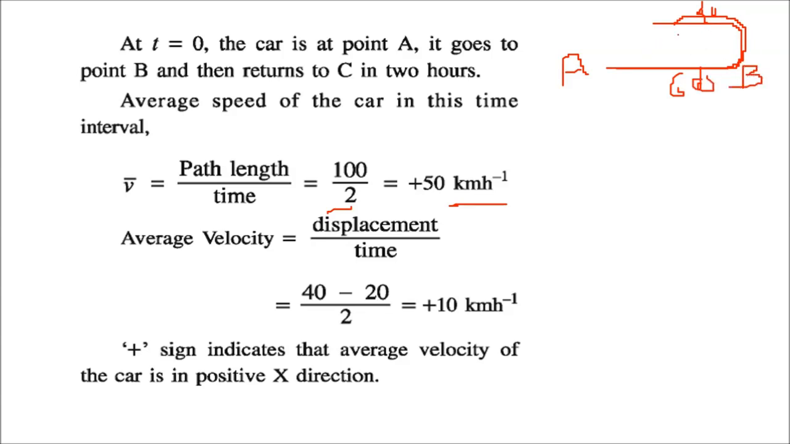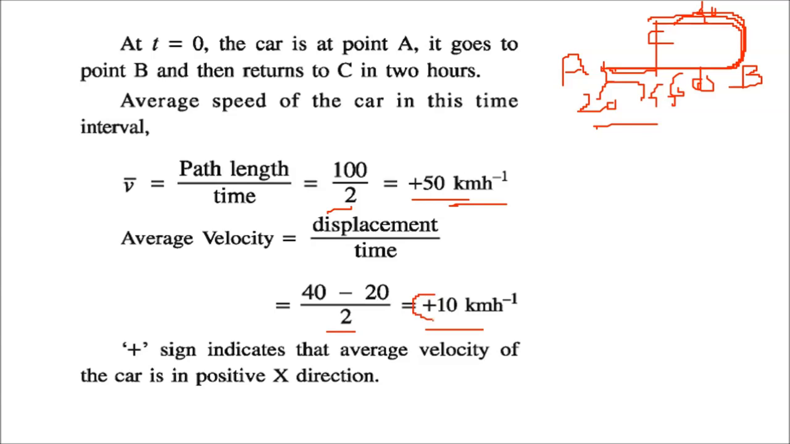And this is B, this is C. So it traveled 60, then 40 came back. 100 is the total distance and divided by 2 hours, so 50 km per hour. But what will be the velocity? Velocity will not take the distance, it will take the displacement. So from this point to this point, say this was 40 and this is 20, so 40 minus 20, it is 20, and 20 by 10 is 10 km per hour.